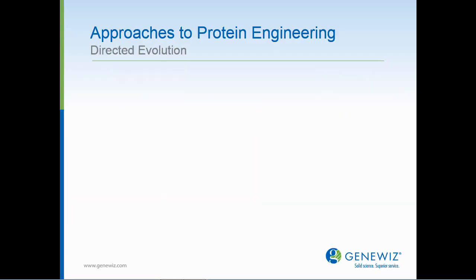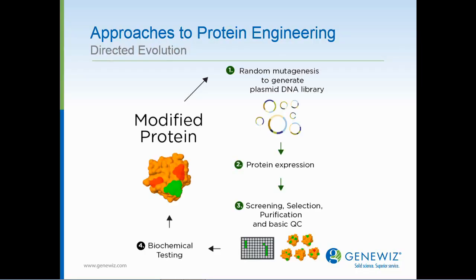Now let's switch gears a bit and talk about the second commonly used method within a protein engineering pipeline, directed evolution. Unlike the rational approach, in directed evolution, one does not necessarily have to rely on the prior knowledge of a protein structure and function. Again, the general steps are summarized here. First, random mutagenesis. Second, protein expression. Third, purification, selection, screening, basic QC, and finally, biochemical testing.